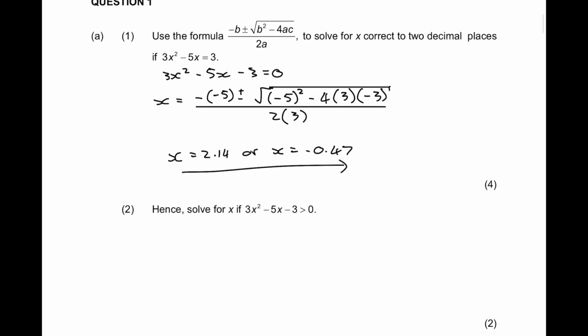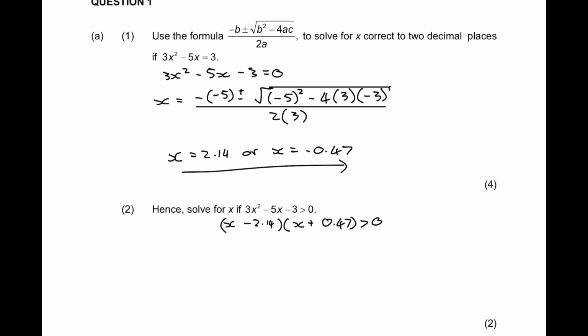Okay, so moving on to the second part of question A, it asks us to solve for x if 3x squared minus 5x minus 3 is greater than 0. Okay, so we know that these are the two solutions for this quadratic equation. So that's very important, because that means we can factorize this into something that looks like this. x minus 2.14 and x minus the second root, so a minus times a minus is a positive 0.47.